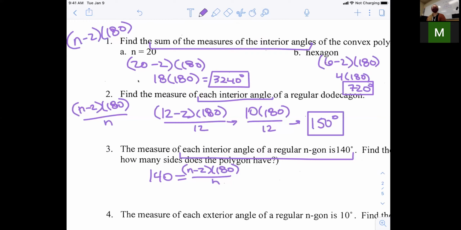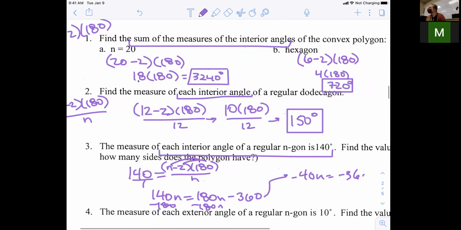I'm going to solve for n. You can solve by cross multiplying. You can put 1 on the bottom and cross multiply, or you can multiply by n on both sides. Either way, you get the same thing as 140n. And I would also take this time to distribute that 180 into your n minus 2. So I get 180n minus 360. I'm going to subtract 180n from both sides. So I get negative 40n equals negative 360. And it's a simple dividing by negative 40 to get 9.